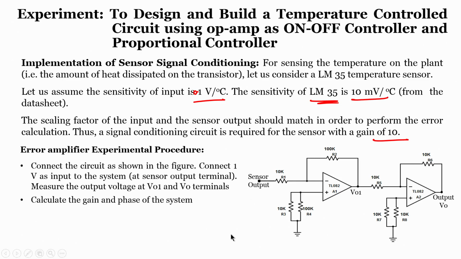Now, when we recall this system, how does it look like? This is our inverting amplifier and this is our another inverting amplifier. Now, when we see this inverting amplifier, how do we calculate the gain of inverting amplifier? Just recall our inverting amplifier circuit. The gain is calculated as R2 by R1 in this case. So, R2 is 100K, R1 is 10K. So, the gain of the system is 10.